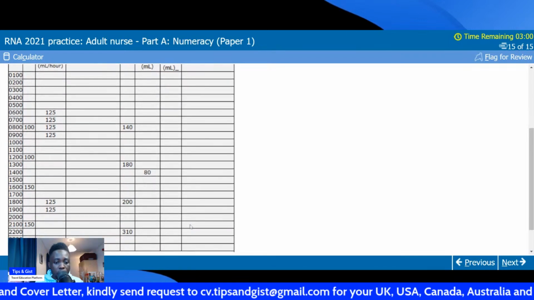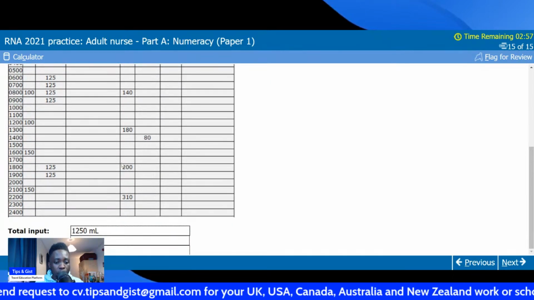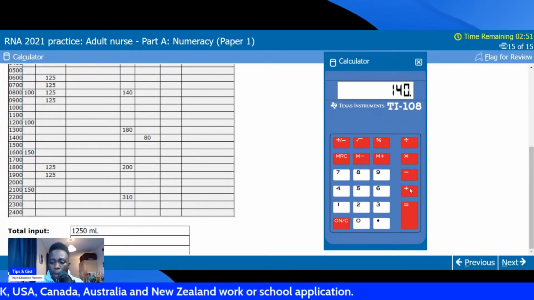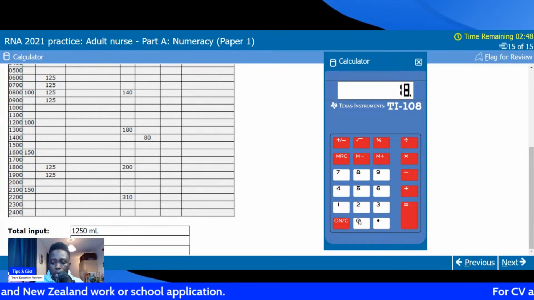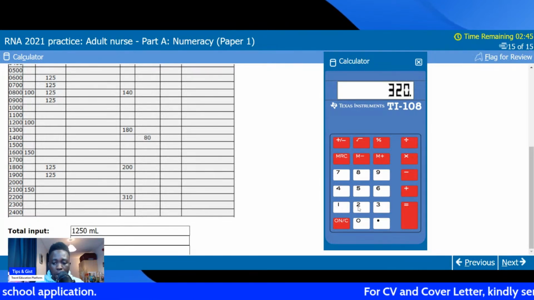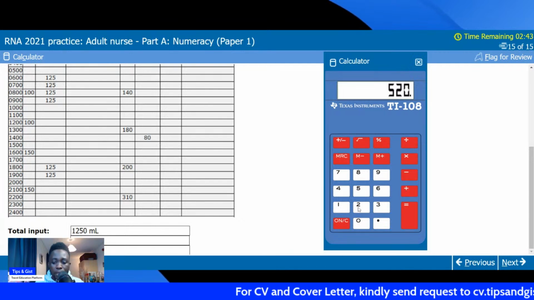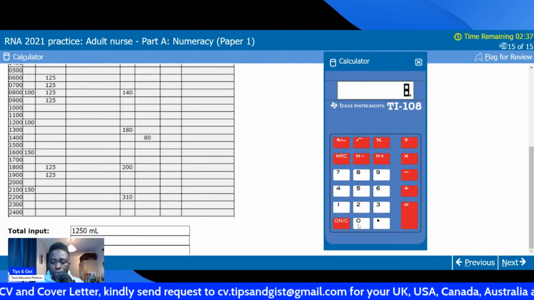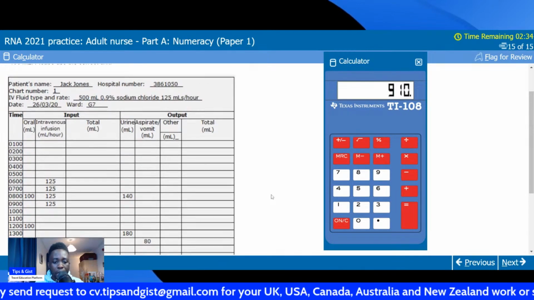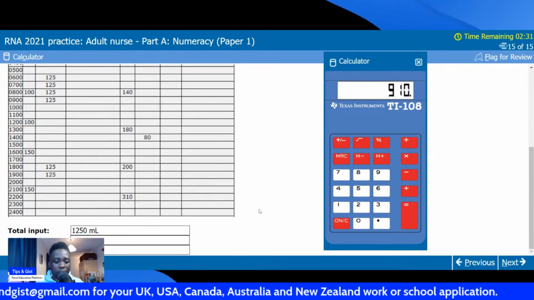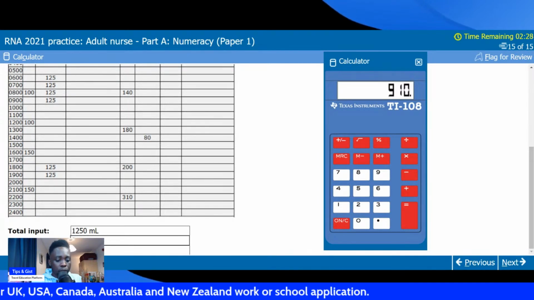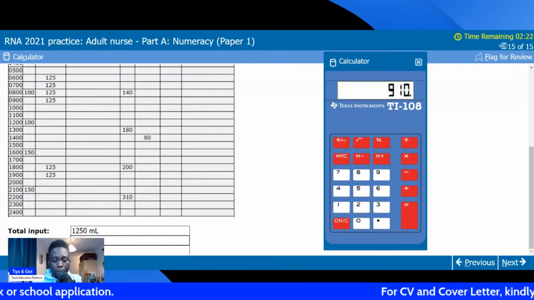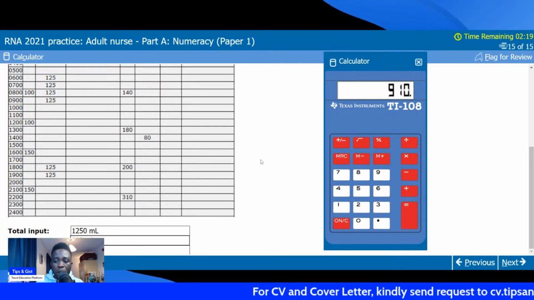Now the output, you have to add everything. 140 plus 180 plus 200. So let us use the calculator very fast. 140 plus 180 plus 200 plus 310 plus 80. That is 910. I got 910. All right. So the output is 910 ml.